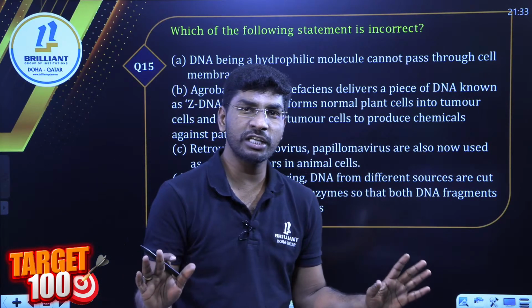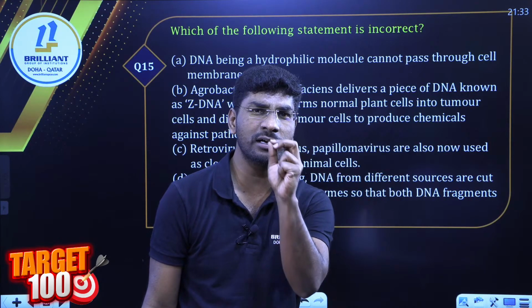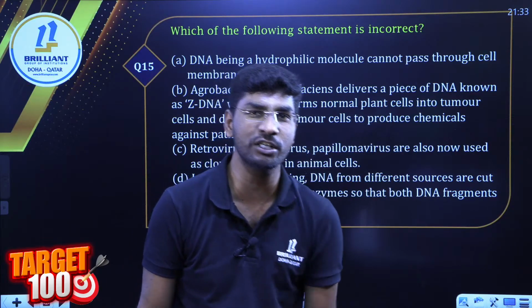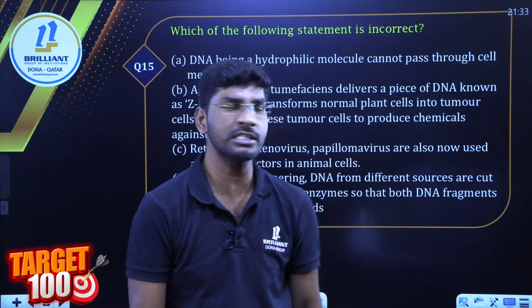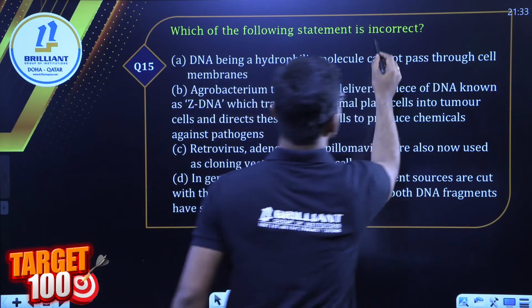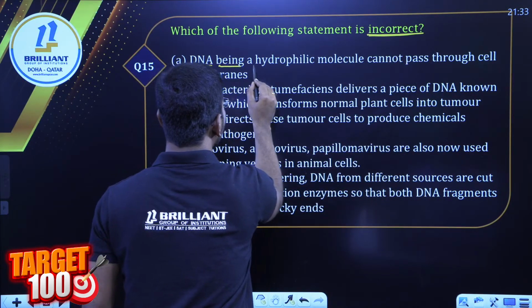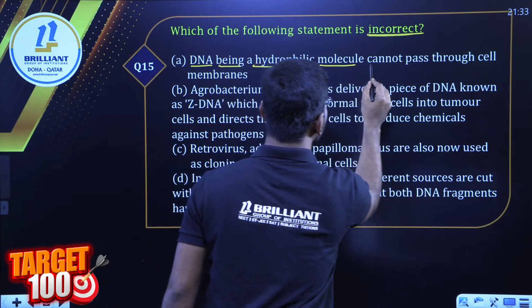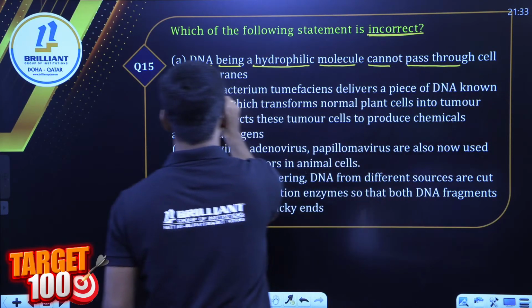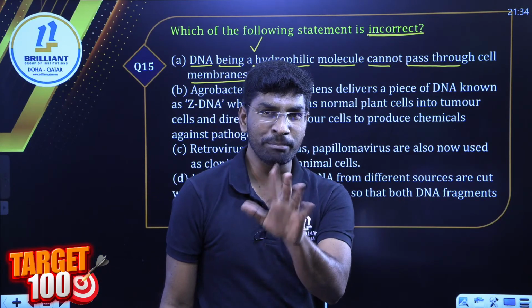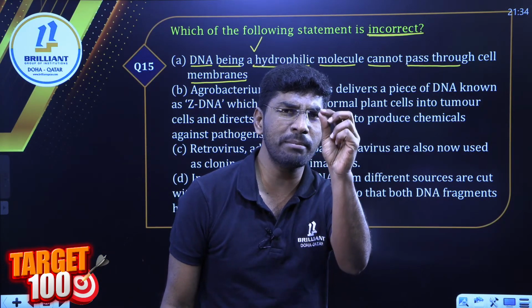Next, I am going to question number 15. This is a big question, but if you know a clear information of Agrobacterium, you can easily answer this question. Which of the following statement incorrect? Number 1, DNA being a hydrophilic molecule cannot pass through cell membrane. Absolutely correct. Wait a moment.